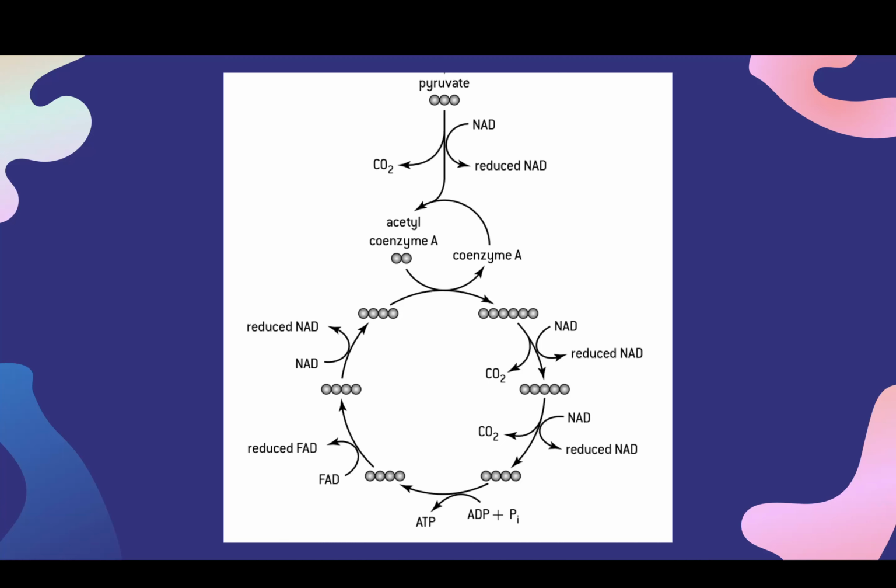Why is reduced NAD repeated twice? Reduced NAD is actually repeated 3 times. NAD happens 3 times, FAD happens 1 time. That's just how many times it happens. That's how many protons are released.